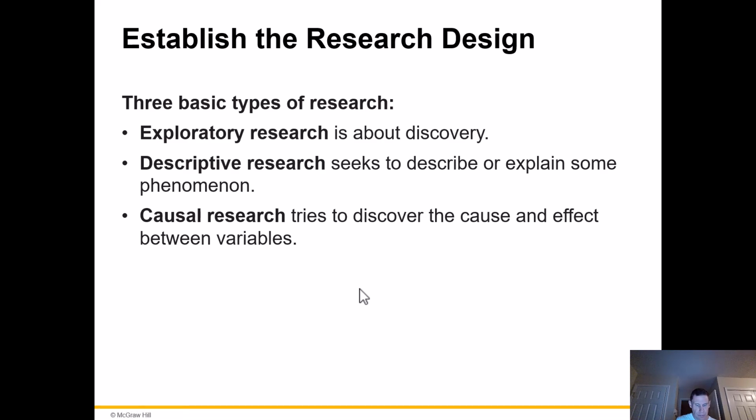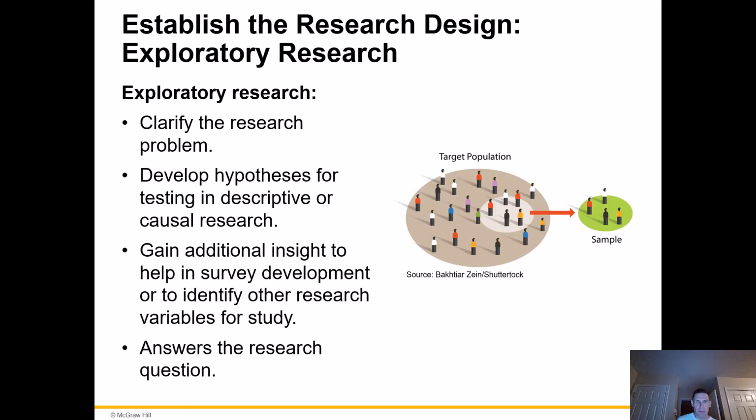That's very difficult to do. So exploratory research. Here we would clarify the research problem. We would develop hypotheses for testing in descriptive or causal research. And we would try to gain additional insight to help in survey development or to identify other research variables for study. And then hopefully be able to answer the research question or questions.